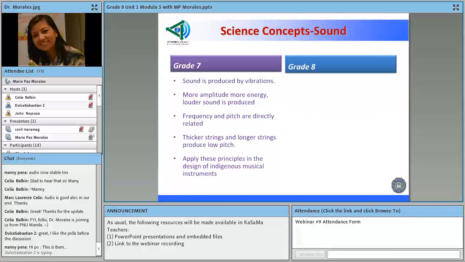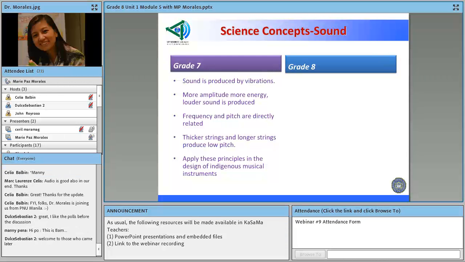Okay, so these are the different science concepts that we were able to have, supposedly, in grade 7. Sound is produced by vibrations, amplitude, more energy, louder sound, frequency and pitch are directly related. Thicker strings, longer strings produce low pitch, and they applied all this in designing of indigenous musical instruments.